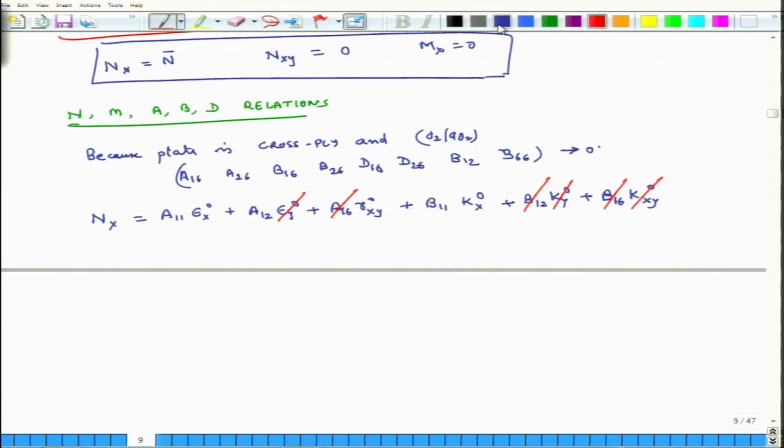So this simplifies to, and epsilon x naught is the partial derivative of u with respect to x, but because the plate is semi infinite, it is du over dx, and the other term which gets involved is B11, and kx is minus d2w over dx square. And the value of Nx is Nx bar.